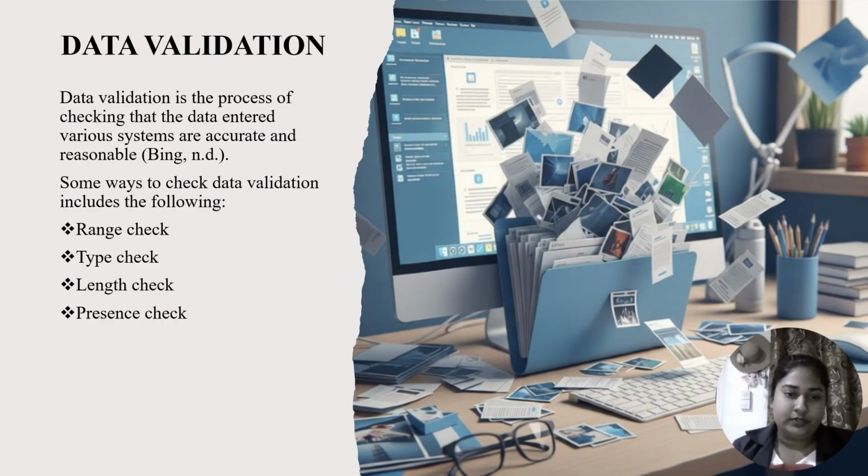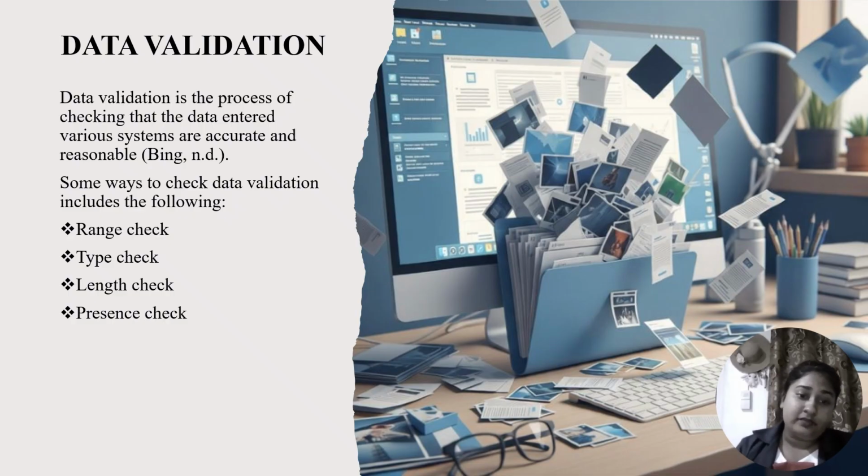Data validation. Data validation is the process of checking that the data entered into various systems are accurate and reasonable. This usually happens before the data is saved in the system to avoid errors later. For example, online forms often need to check that your email address is in the correct format before submission. This is an example of data validation.